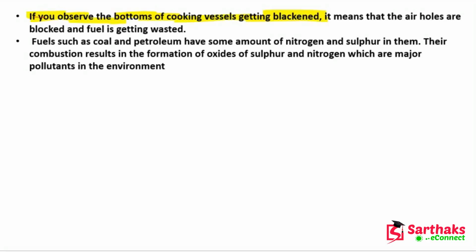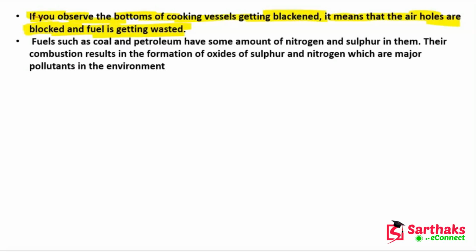Now what does it mean? What is the cause of it? It basically happens because of the lack of oxygen. It means the air holes are blocked and fuel is getting wasted. It is not getting enough oxygen rich mixture, so it is not burning properly. So if the bottom of the cooking vessel is getting blackened, it simply means that the air holes are blocked and fuel is getting wasted.